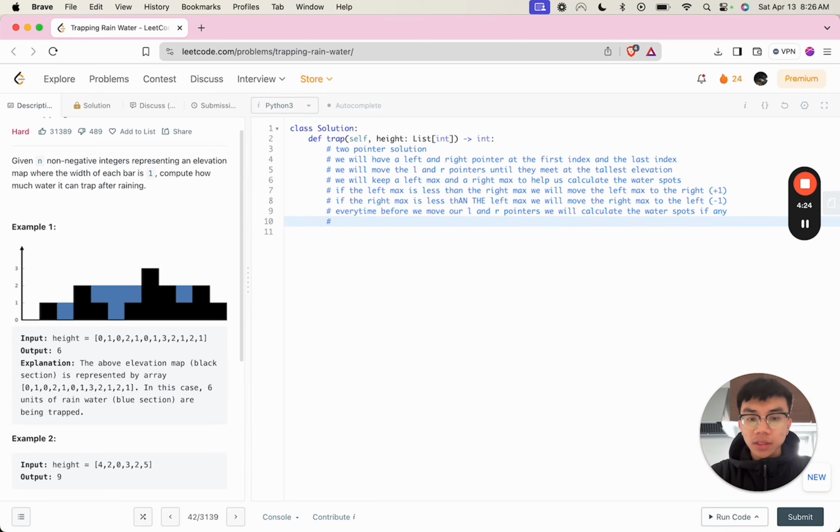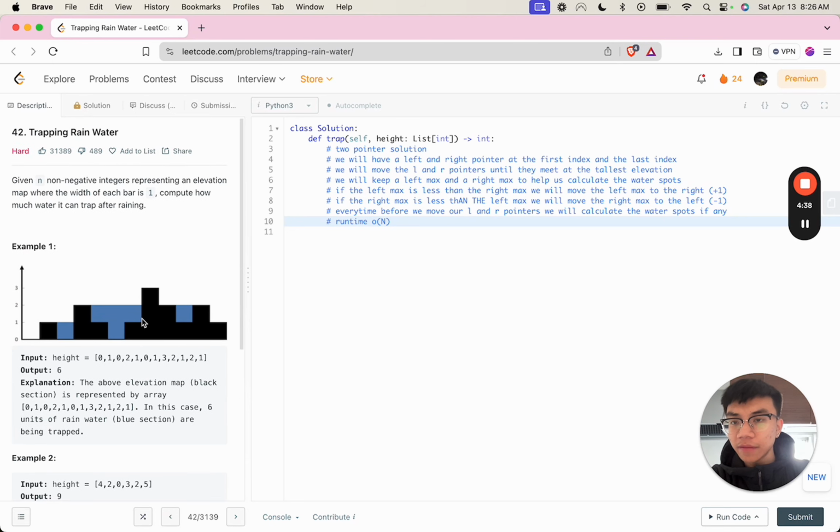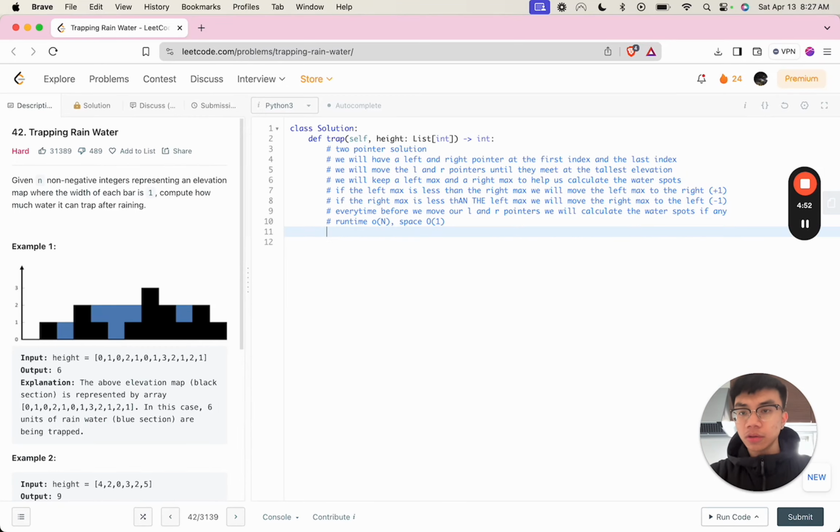And the runtime is O of n because we have to iterate through every x axis on the graph. So we would have to hit every x axis on this graph. So the runtime would have to be O of n. And then the space is just O of 1. We don't keep any extra data structures to help us calculate this answer.